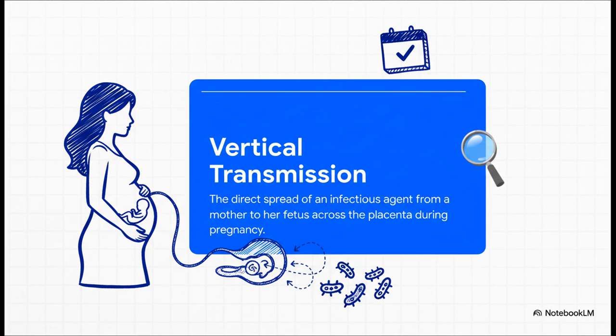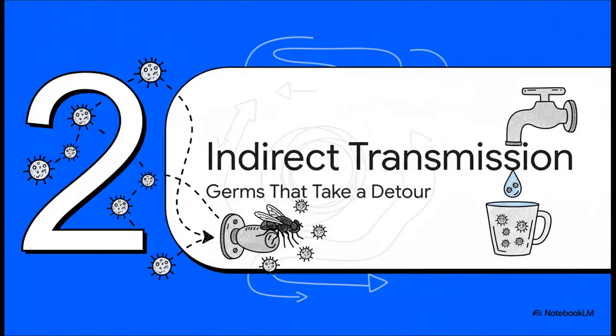And for our last type of direct transmission, we have a really unique situation called transplacental or vertical transmission. This is that very special, very direct pathway where an infection can pass from a mother to her fetus during pregnancy.